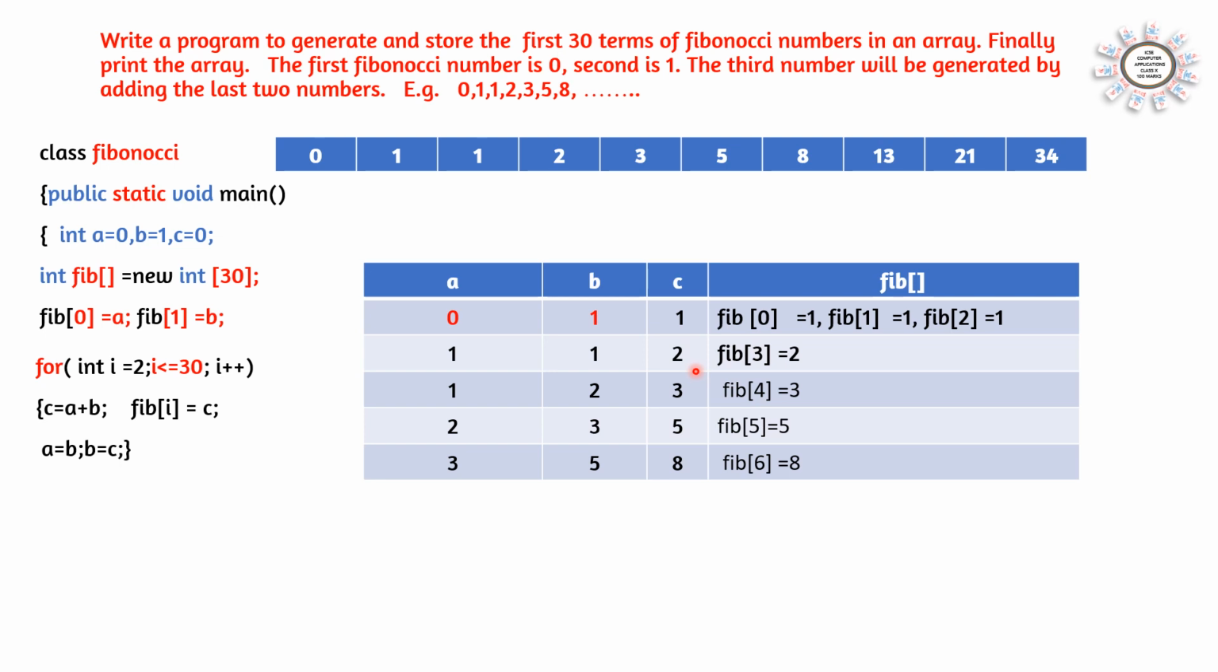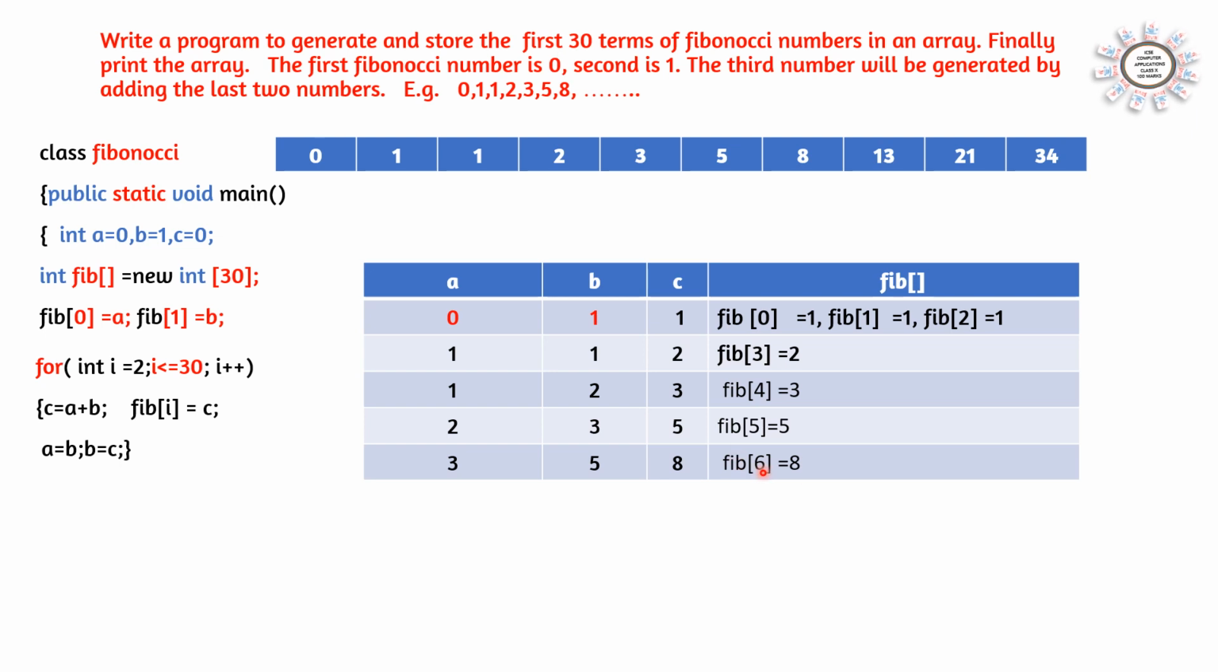f[3] is equal to 2, the next value of c. f[4] is equal to 3, the next value of c. f[5] is equal to 5, the next value of c, and f[6] equal to 8. So like this, whatever value we are getting in c will be stored in the array f.